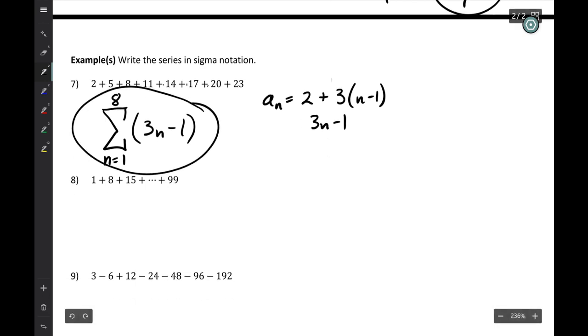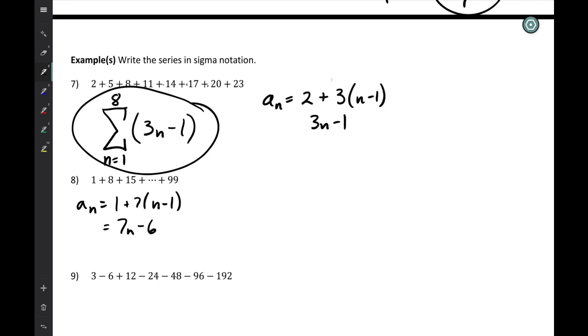This next one is a little bit more challenging because you can't count out how many things there are. But what we can do is create the a sub nth formula. My pattern is just going to be adding 7 each time. So the first term is 1 plus 7 times n minus 1. Now that I've got this, I can simplify it. It becomes 7n minus 6.